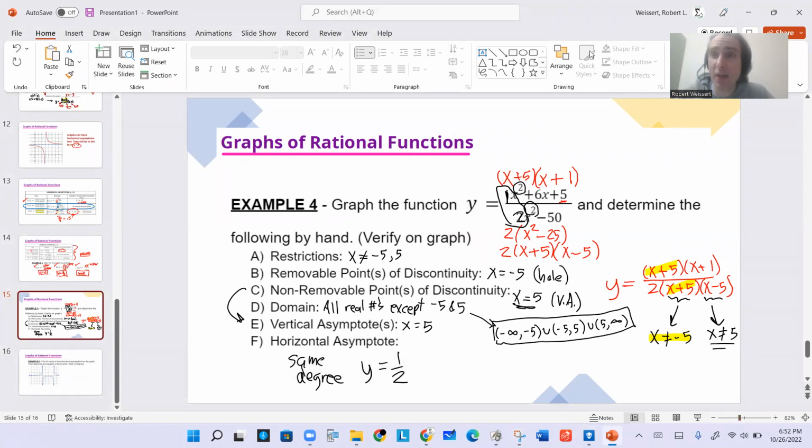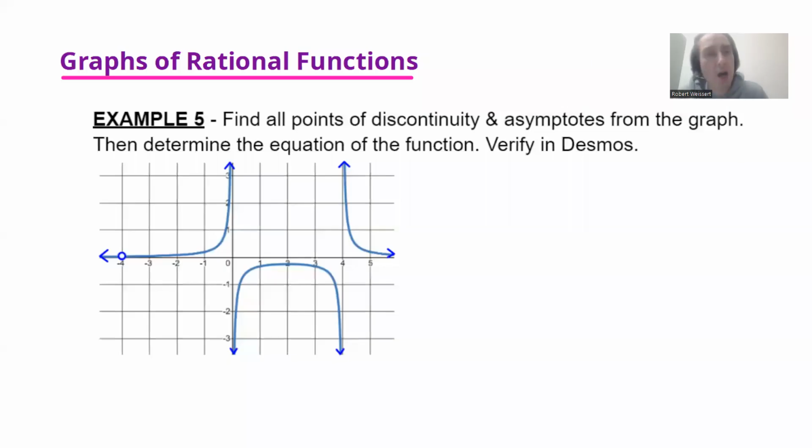All right, next example. Last example, we're going to write a function based off of the graph. So here we go. On this example, we're looking at the graph. We want to be able to identify all the points of discontinuity, asymptotes, and holes in the graph, and be able to come up with an equation. And we're going to graph it in Desmos and see if we can mimic that.